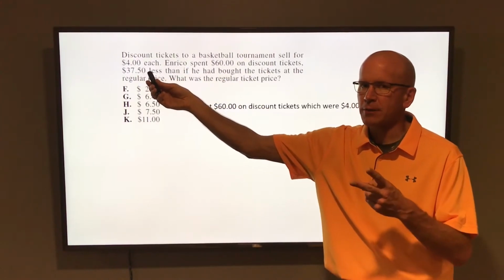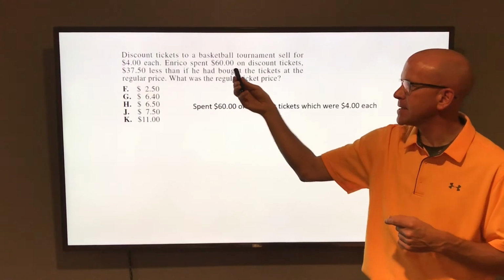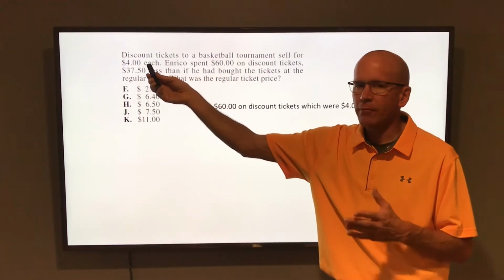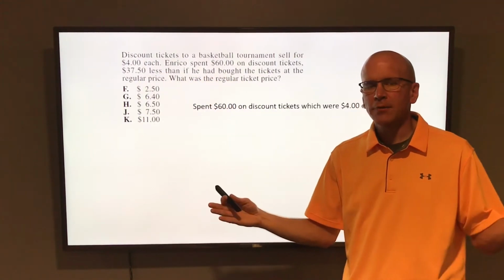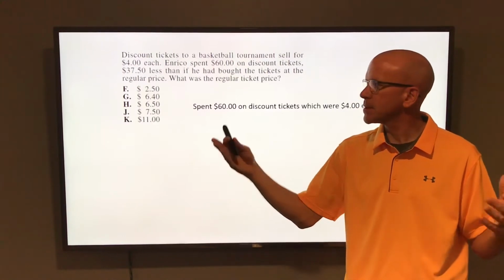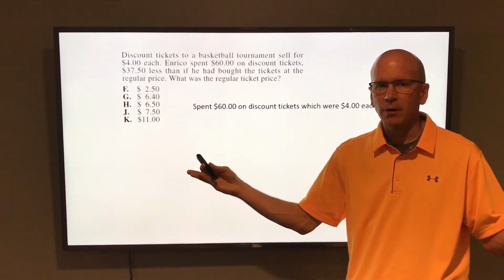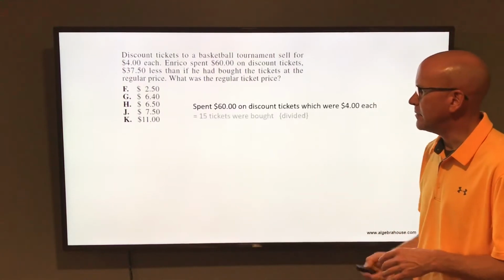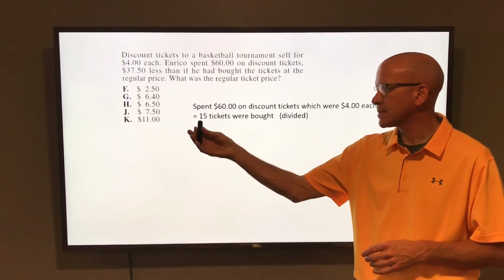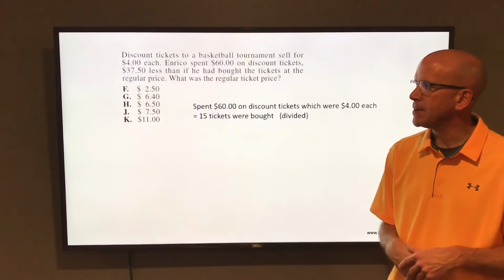So those two things right there. If he spent $60 on tickets that were $4 each, how do you figure out how many tickets he bought? Divide. 60 divided by 4, that is 15 tickets. So he bought 15 tickets.